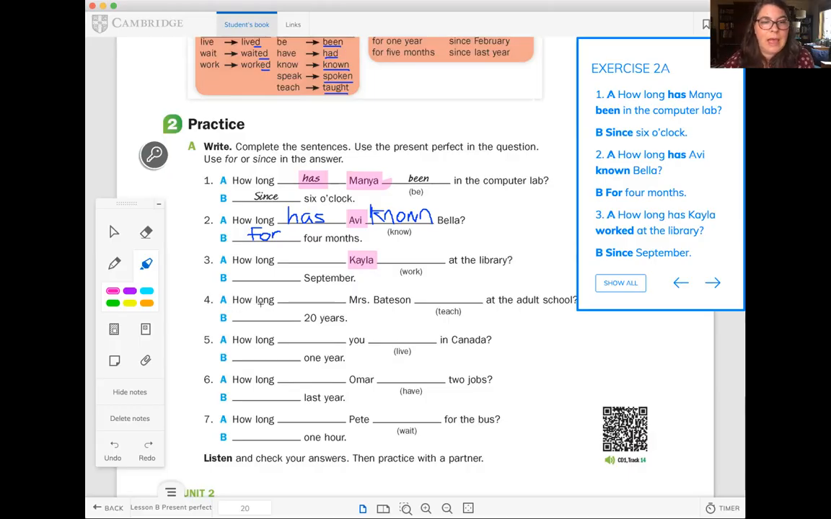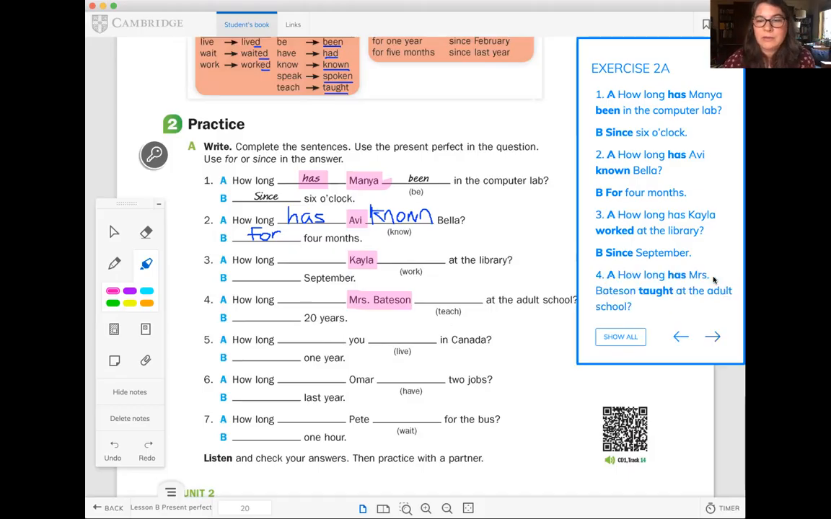Number 4, how long Mrs. Bateson? Mrs. Bateson is she. How long has Mrs. Bateson, do you remember, taught at the adult school? Now 20 years is a length of time, a period of time. So we're going to say for 20 years. How long has she taught? For 20 years. Okay.